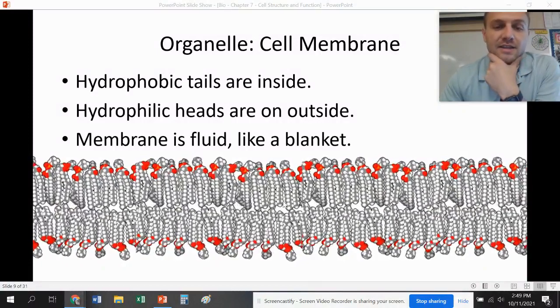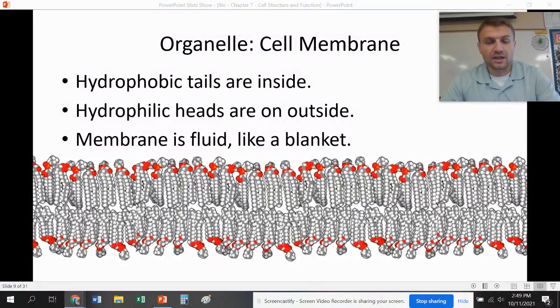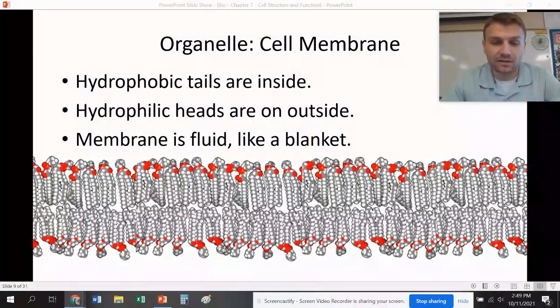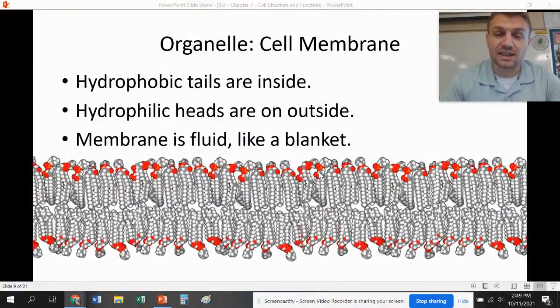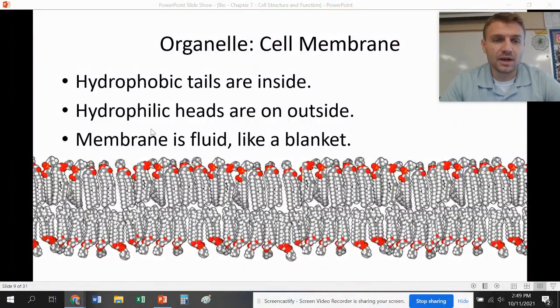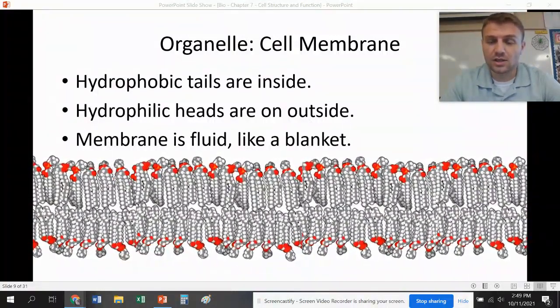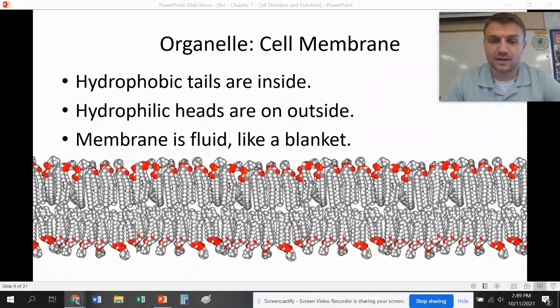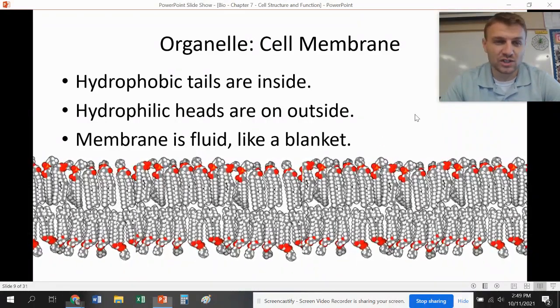That's because the tails are hydrophobic, which means they don't like water, so they're going to be hiding from water. And the heads are hydrophilic, which means they like water and are attracted to it. I describe the membrane as a fluid blanket, so it's not just rigid; it's fluid. It's movable. It's not rigid.